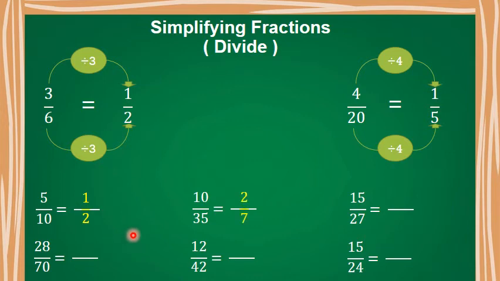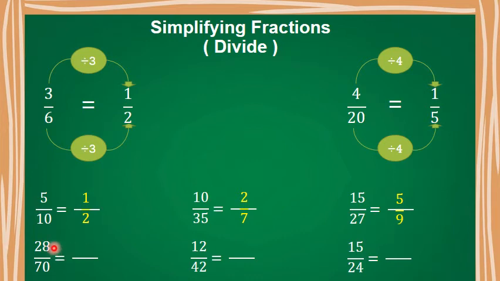Another one. 10 over 35. 10 and 35 can be divisible by what number? By 5. Then 10 divided by 5 will be 2. 35 divided by 5 will be 7. Another one. 15 over 27. Can I divide 15 and 27 by 3? Yeah. 15 divided by 3 equals 5. 27 divided by 3 equals 9. So we'll get 5 over 9.